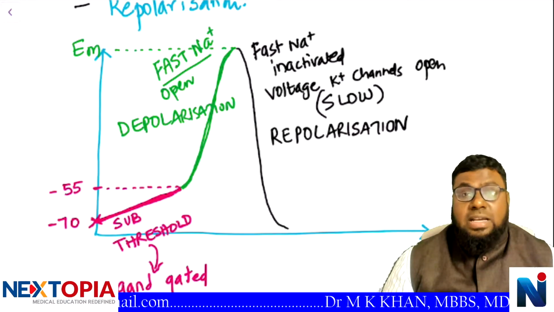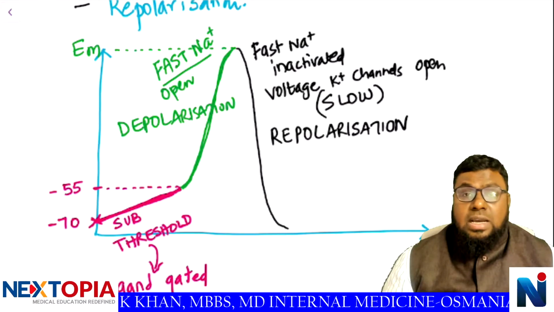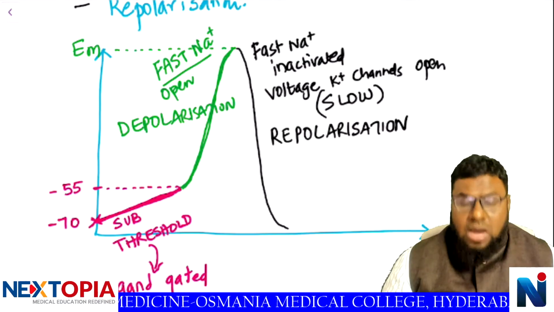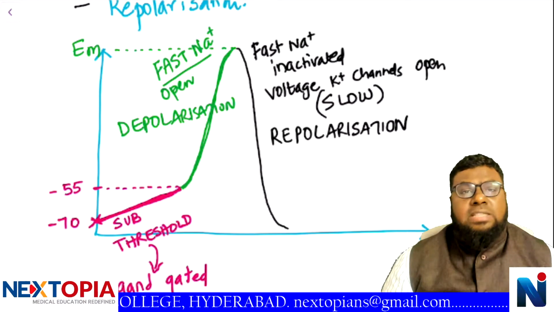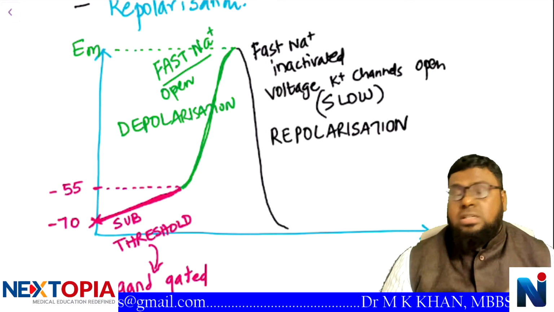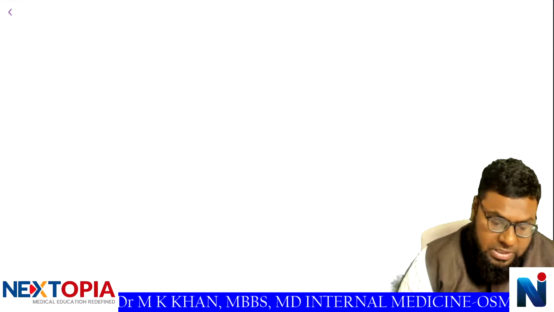Though they are slow, the conductance is high. Conductance means movement of potassium ions, and it is very, very high. So the action potential is an all or none phenomenon. That is, if the threshold is reached, nobody can stop the action potential. If the threshold is not reached, the action potential will never occur. This is called the all or none phenomenon.